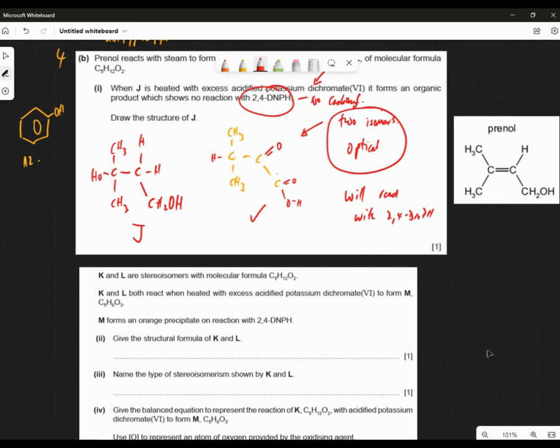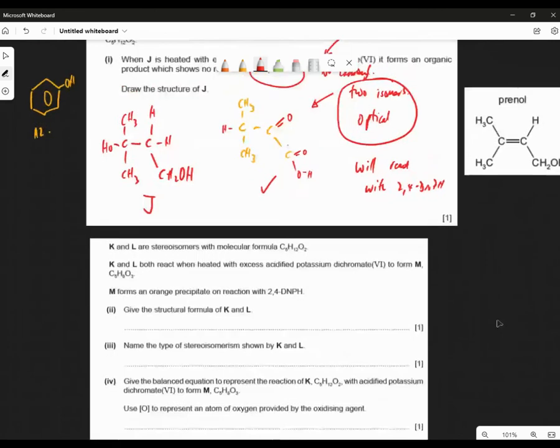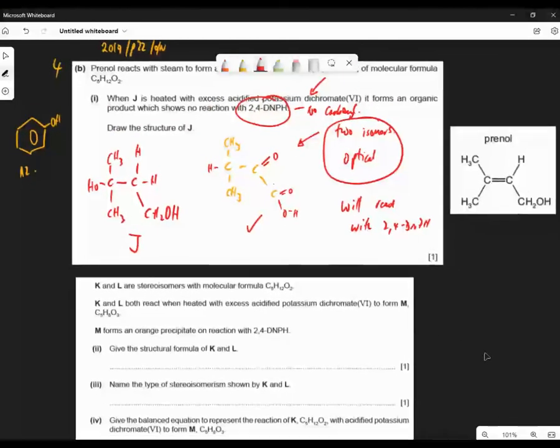All right, so let's move up a bit. K and L are stereoisomers, which we knew, didn't we? Yeah.